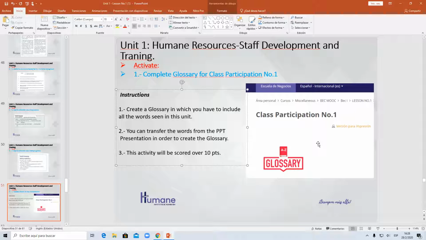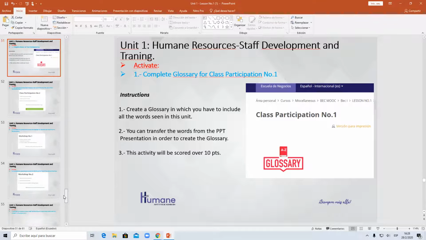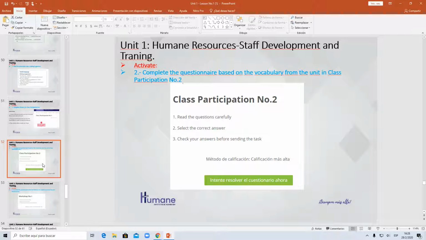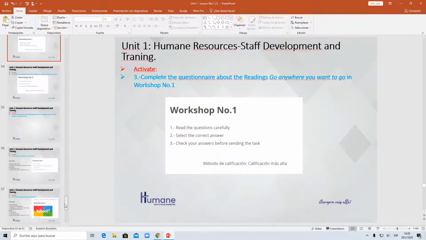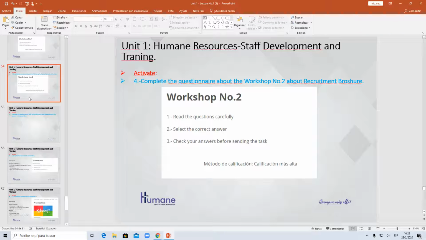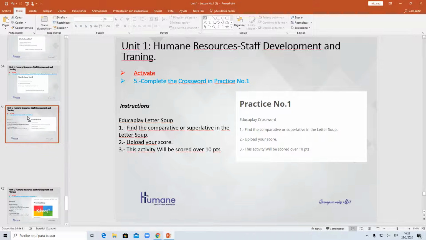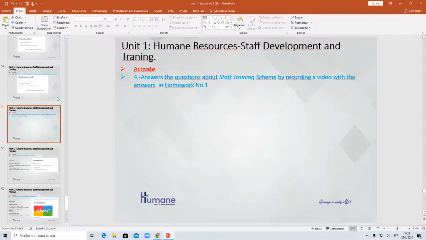Then you have a second activity. You have a class participation number 2. Okay, this is a questionnaire. You have to read the questions carefully and answer the questions related to some words of the unit. Then you have workshop number 1, a reading about go anywhere you want to go. In Moodle, you have to read and answer the questions carefully. Then you have workshop number 2 about a recommend brochure.